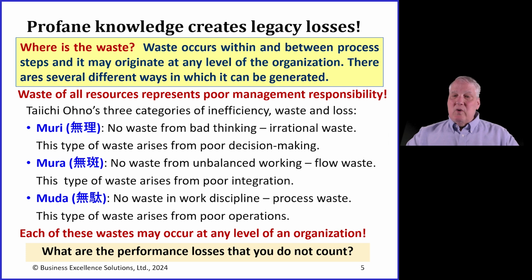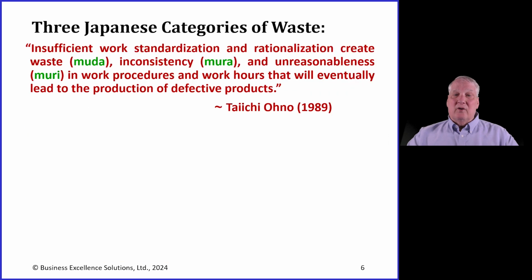Now, each of those wastes can occur at any level in the organization. And the question is, what are the performance types of losses that we are incurring, but we do not actually count because we're not observing them? So, one of the things Taiichi Ohno said in his workplace management is insufficient work standardization and rationalization create muda, that's discipline. Inconsistency, that's the flow, mura. And unreasonableness, mori, in work procedures and work hours that will eventually lead to the production of defective products.